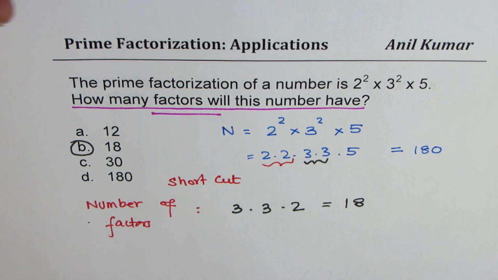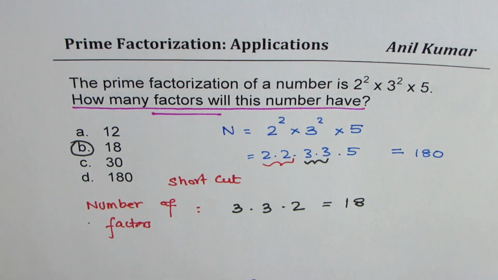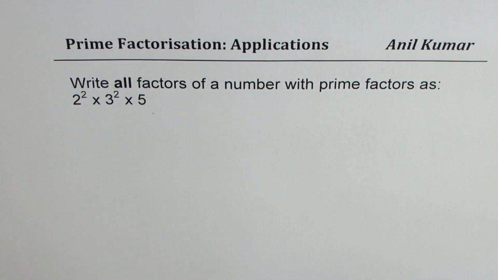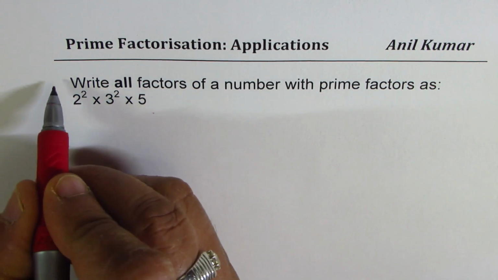Let me show you how we will actually list all the 18 factors, okay? So that will give you insight to it. I hope you have understood how we got the answer. So let me take this question once again. This time I've kind of modified this question.